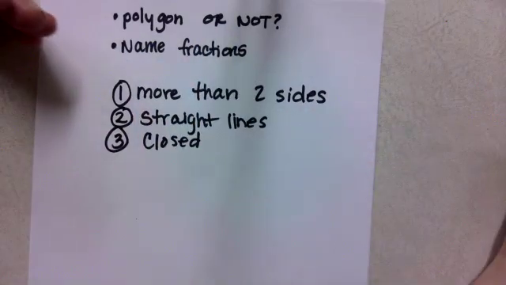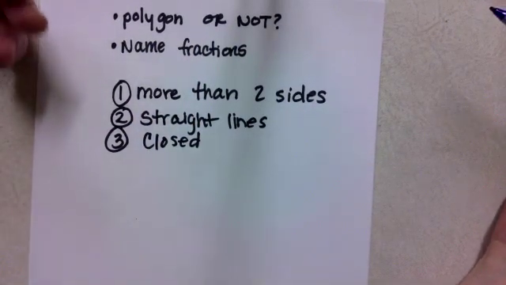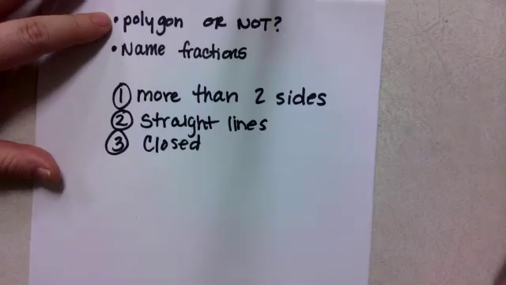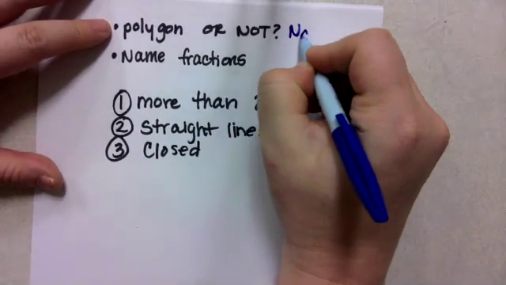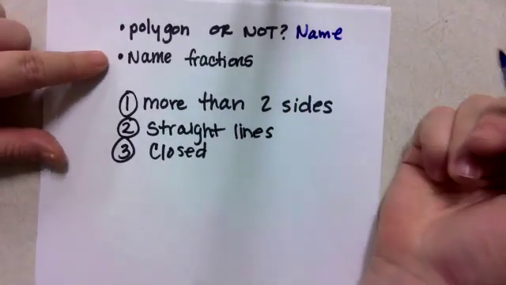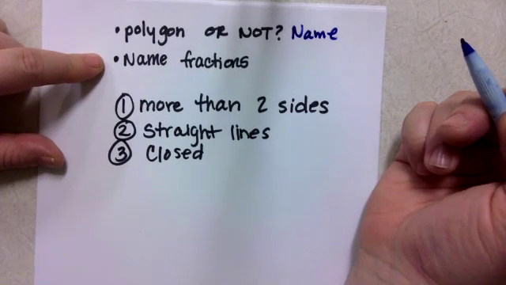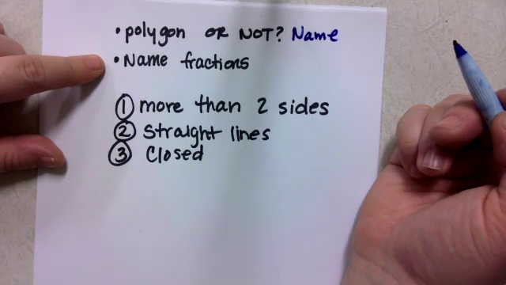This third grade small group is going to be very similar to yesterday with a few additions. So just like yesterday, you're going to play polygon or not, but this time you're actually going to start naming the polygons. And then here we're going to name fractions where students can do that individually instead of as a group if they're ready for it.